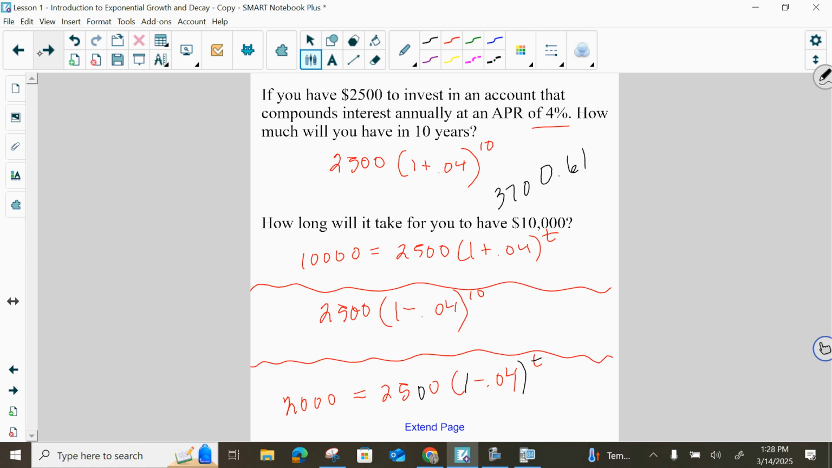35 years. Okay, so I got 35.3 years. So if you say a little more than 35, a little less than 36, in between 35 and 36, or 35.3, right? By using your table.